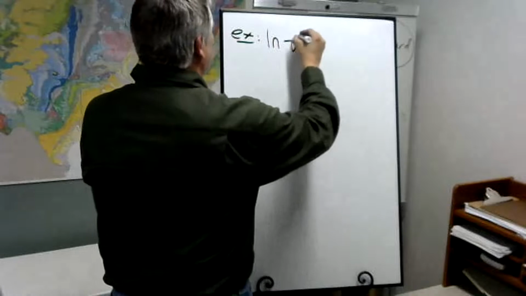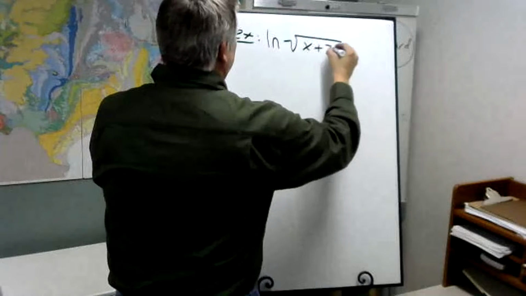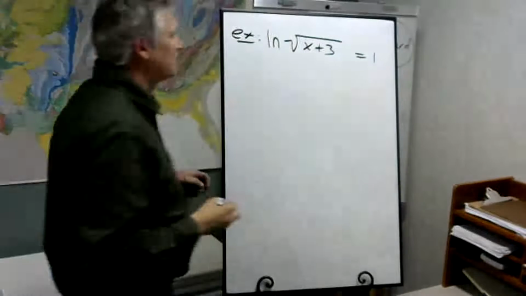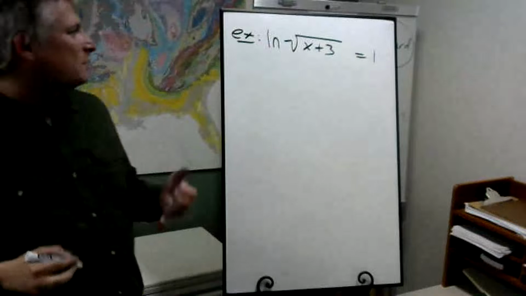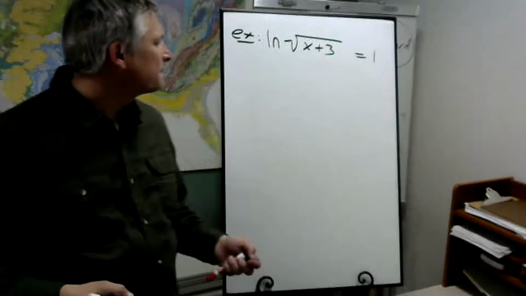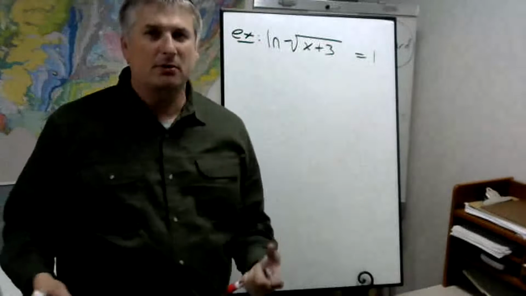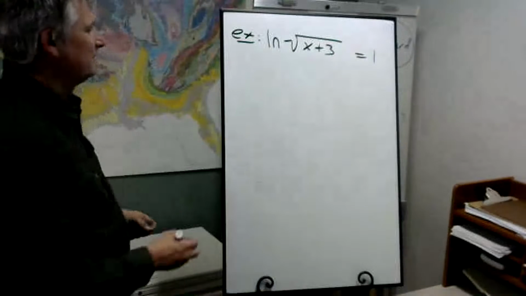Natural log square root x plus 3 equals 1. Now for this, we want to get rid of the natural log. So what we can do is make both sides exponents of e.